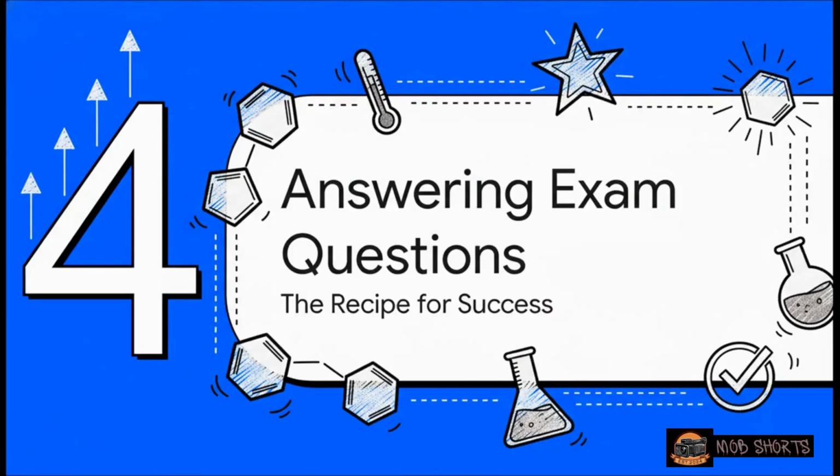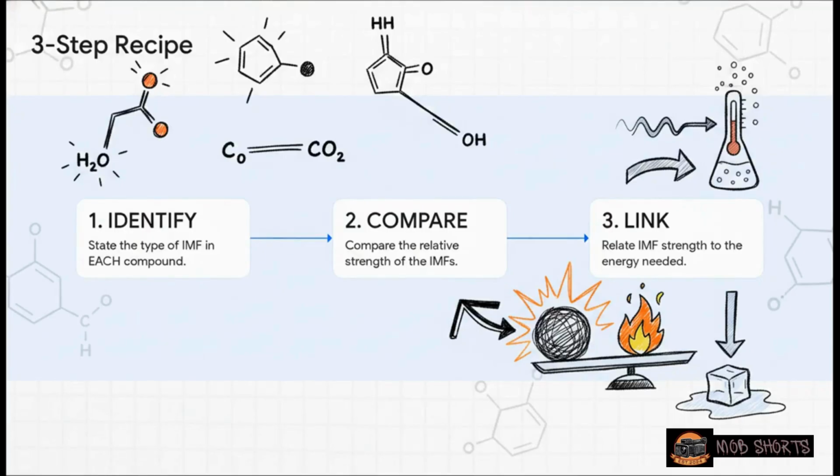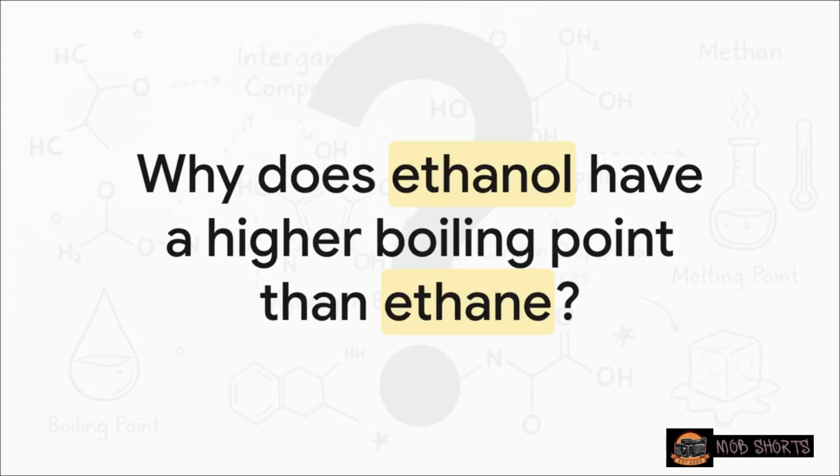Okay, we've covered a lot of theory, but now for what is probably the most important part of this whole explainer: how do you take all this knowledge and turn it into a perfect, full-mark answer in your final exam? This is it, your 3-step recipe for success. Follow these 3 steps and you cannot go wrong. First, you identify the main intermolecular force in each substance you're comparing. Second, you compare their strengths. Is one stronger than the other? And third, and this is crucial, you link that strength to the energy needed to overcome the forces. That's your explanation. Let's put our recipe to work.